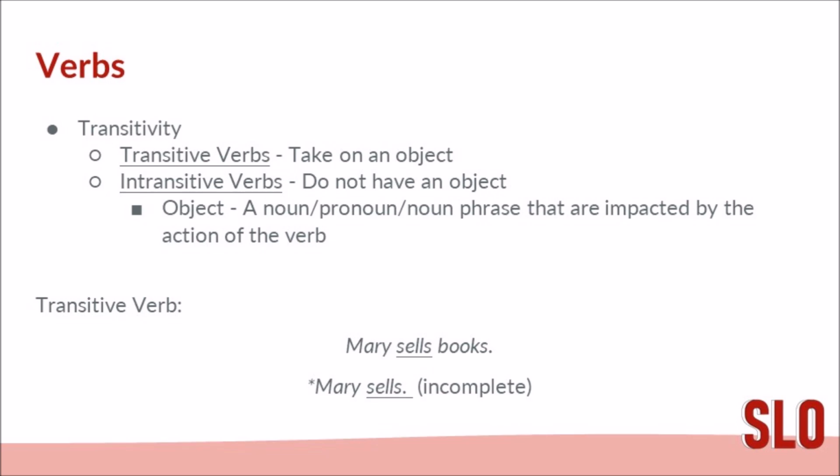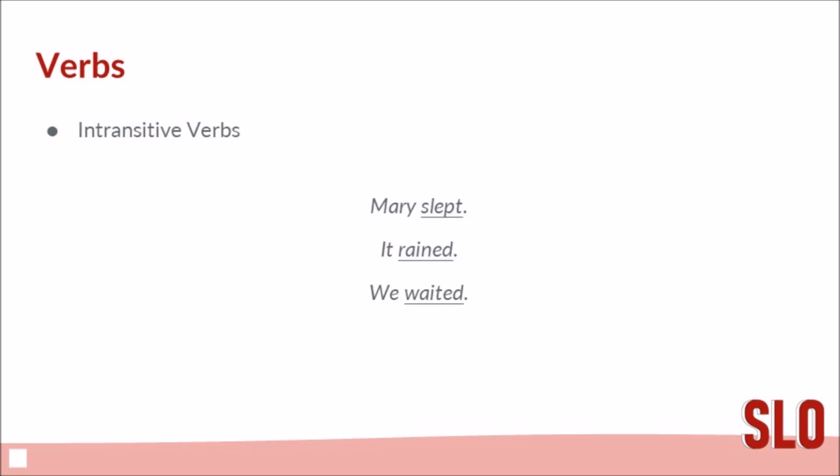For example, sells is a transitive verb. Look at this sentence: Mary sells books. If you take away books, which is the object that sells takes on, Mary sells as a sentence seems incomplete. For intransitive verbs, the verb does not have to take on an object, which is why in these sentences here, it's perfectly fine to say Mary slept, it rained, and we waited.